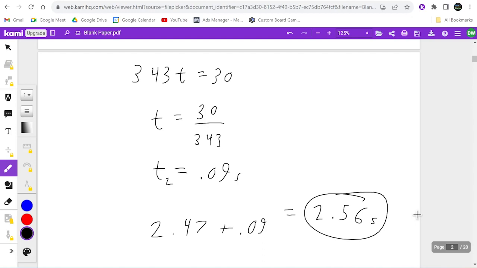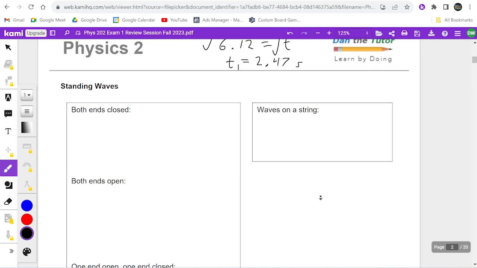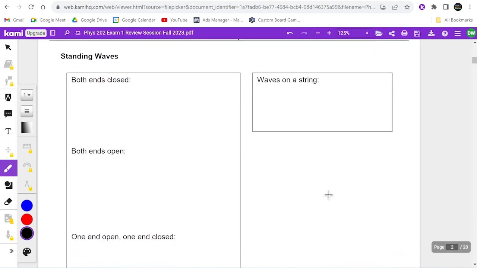Okay, great. Next, we go on to our next topic, which is standing waves. When we talk about standing waves, this is like the both ends open, both ends closed stuff. And maybe you didn't understand it at the time, but let me just lay it out for you as simply as I can. First, the both ends closed case.